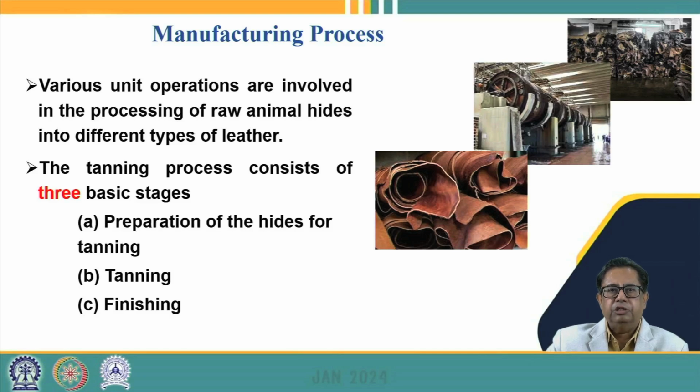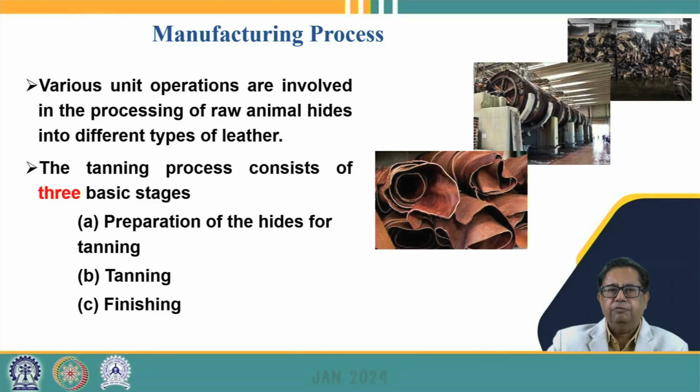The manufacturing of leather involves a number of operations where we convert raw animal hides into different types of leather. For example, we can have raw leathers, finished leathers, colored leathers, and very soft leather of very high quality. So for different types of leathers, different operations are involved so that we can convert the raw hides into leather.